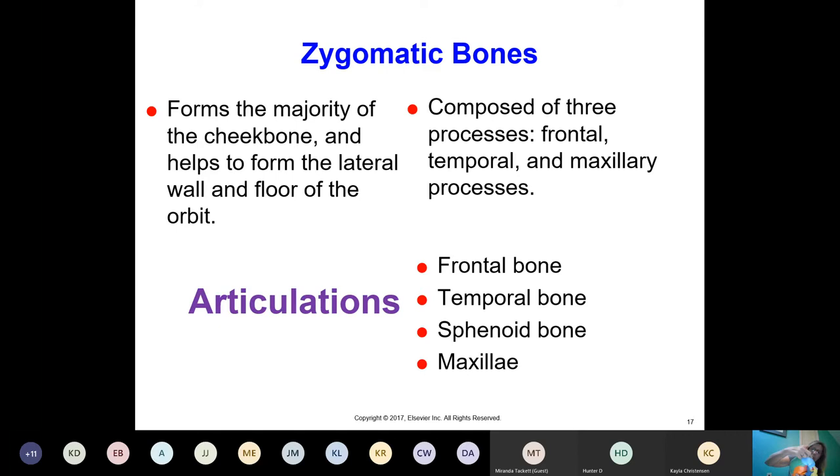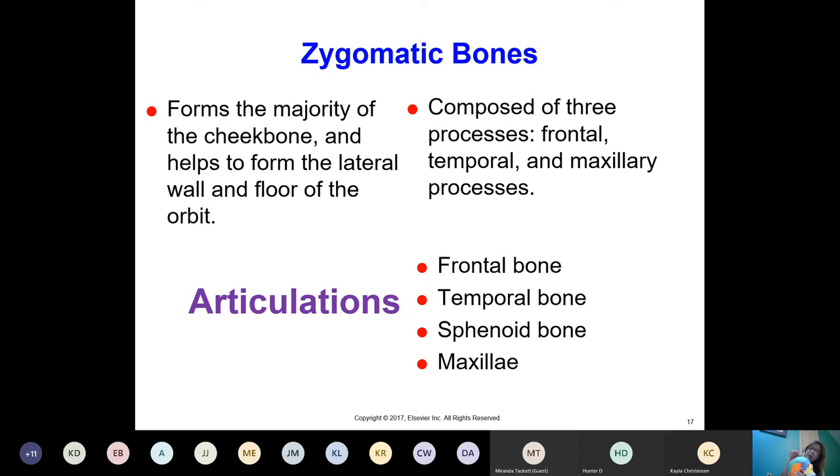And then you've got the temporal process. So here's the temporal bone, this big orange one. This one that juts back to the temporal bone is the temporal process. And then you've got the maxillary process, where it meets the maxilla. It's this part right here that drops down and meets this yellow maxilla. So it's kind of a complicated little bone.